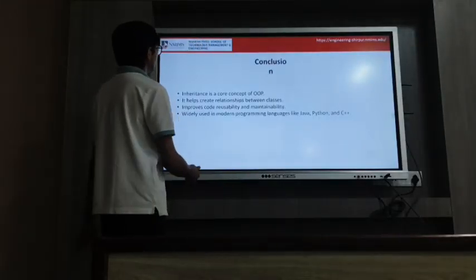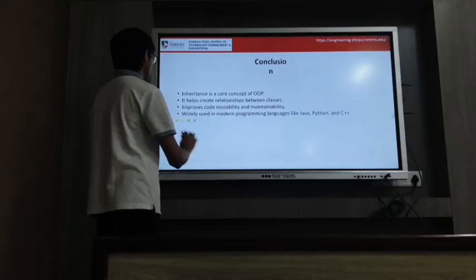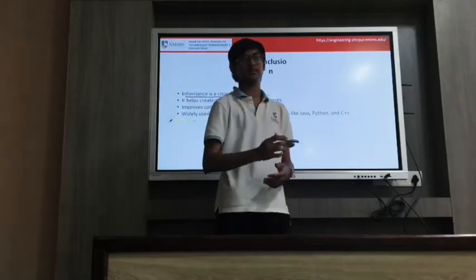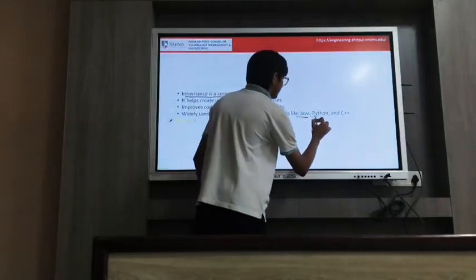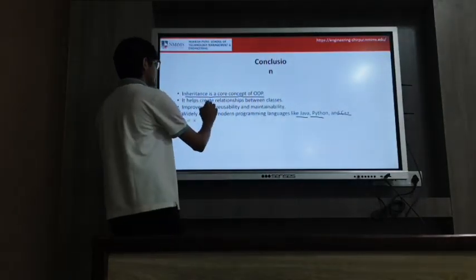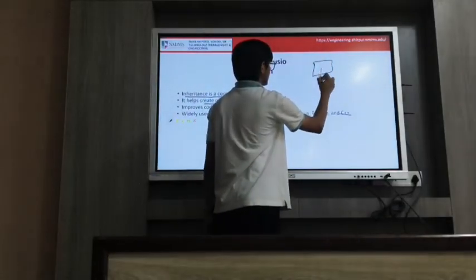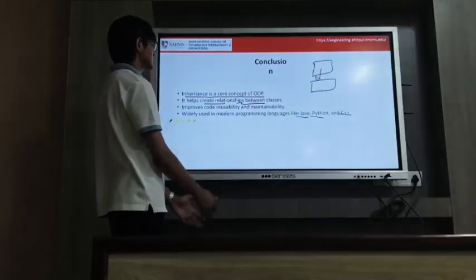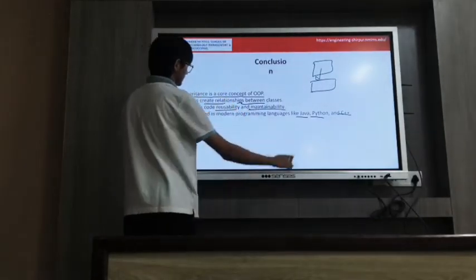Now, the conclusion. Inheritance is a core concept of object-oriented programming languages, which is helpful to learn in Java, Python, C++, and many other languages. It helps to create relationships between classes, like we just understood the parent class derived to child class, and other more relationships as well. It improves code reusability and maintainability.